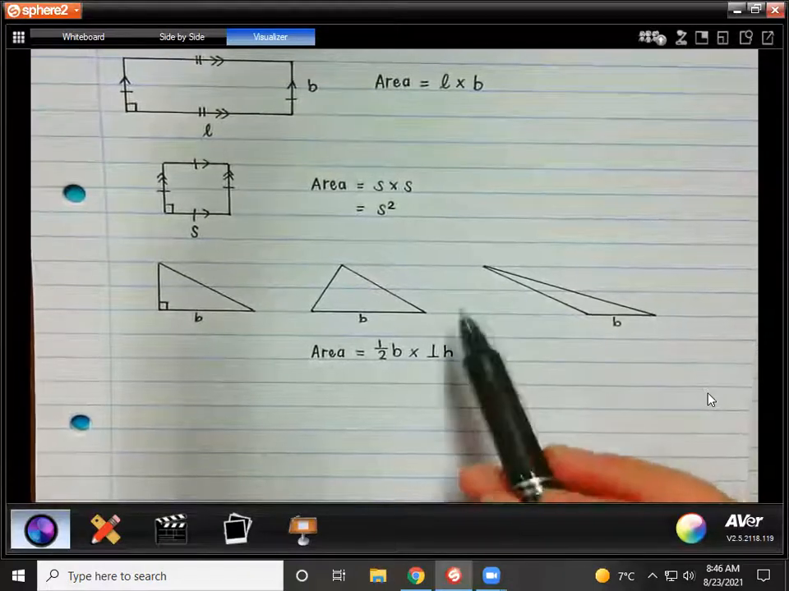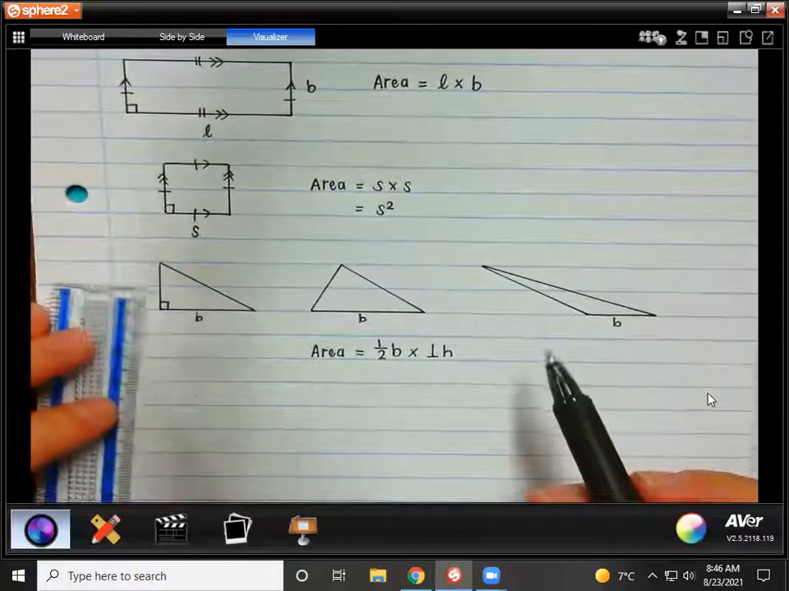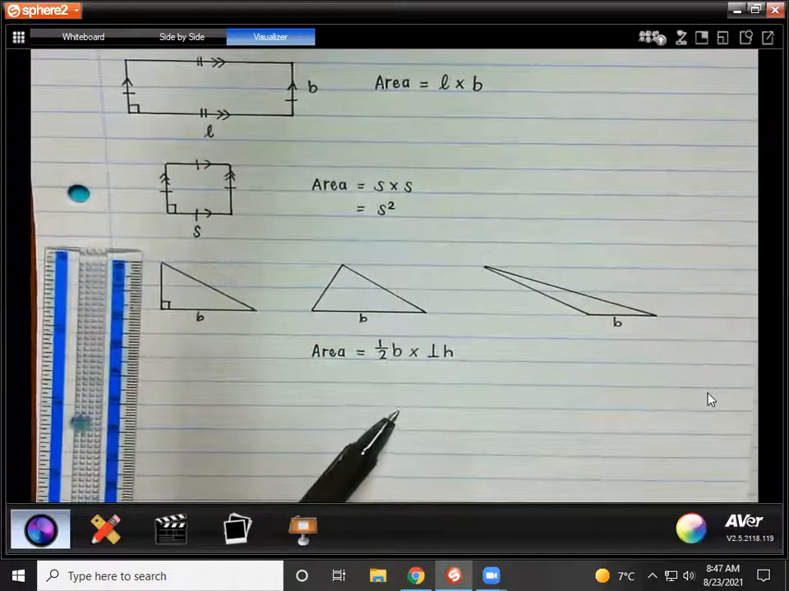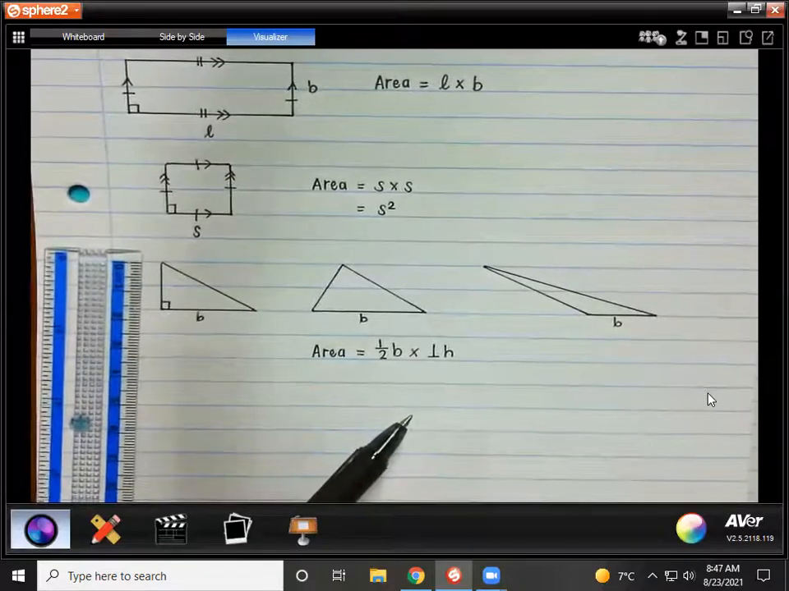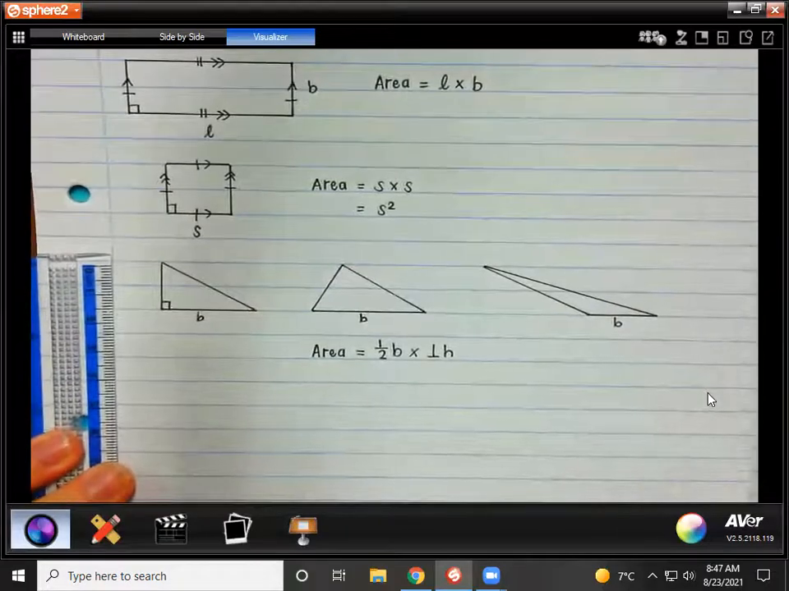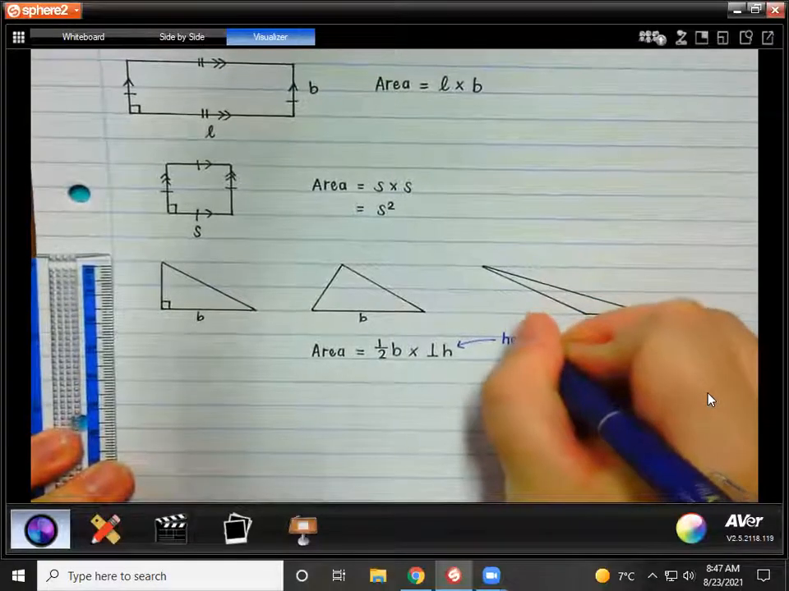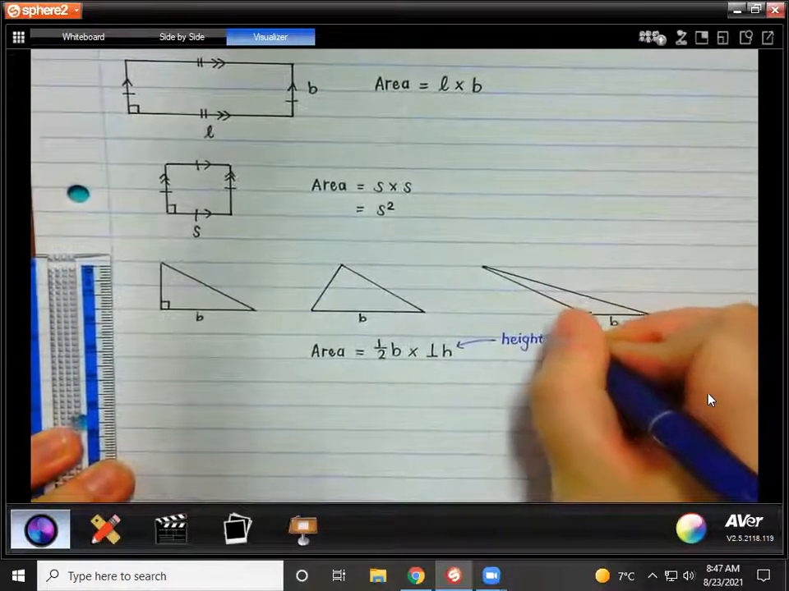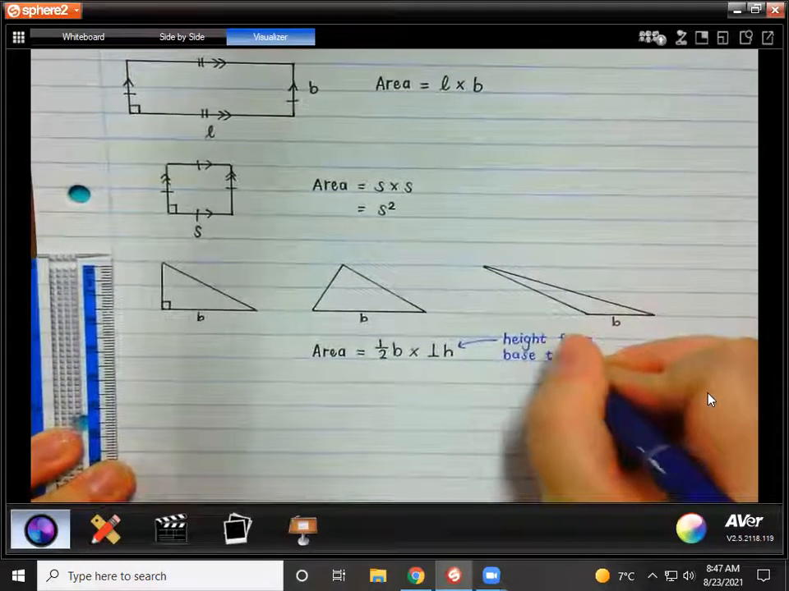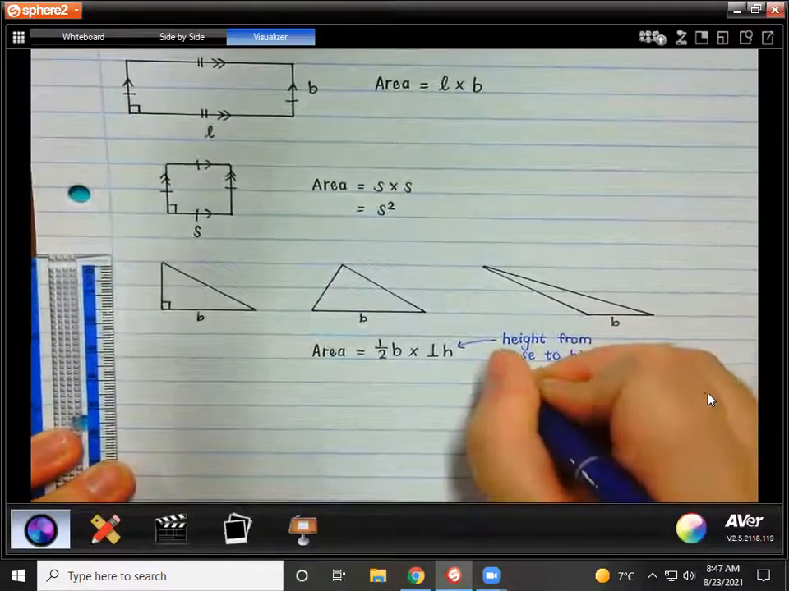Now guys, that means that perpendicular height is literally, if we're looking at this first triangle, it would be that side of the triangle, because that is the actual height of the triangle. That is how high it goes from the base to the highest point of it. That's the perpendicular height. All right, let's add that in there actually. So perpendicular height is height from base to highest point.